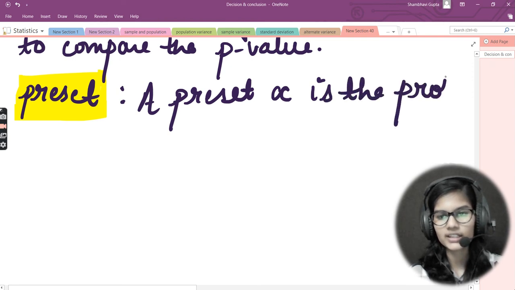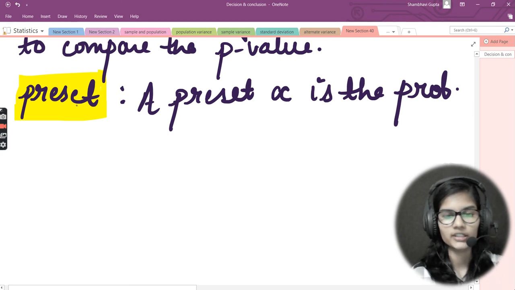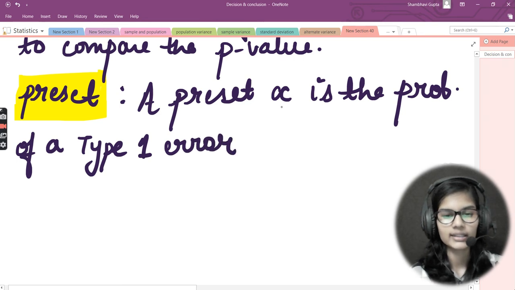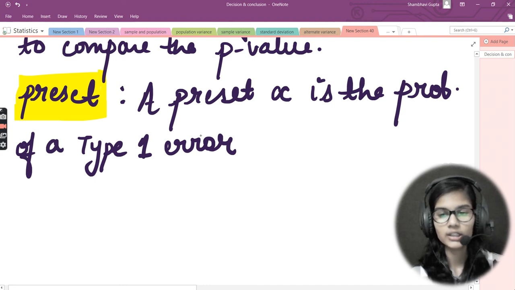the probability. I'm simply writing PROB and then a dot. This is actually probability, I'm just writing out the short form. So a preset alpha is the probability of a type 1 error, that is basically rejecting the null hypothesis when the null hypothesis is true. This was a type 1 error, right? So a preset alpha is a probability of a type 1 error.